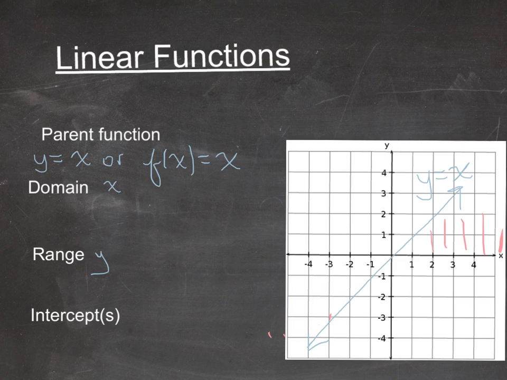If you think about it like that, you could go from negative infinity. We could go all the way out in this direction as far as we want, or we could go to positive infinity as well. So my domain is going to be negative infinity to positive infinity.